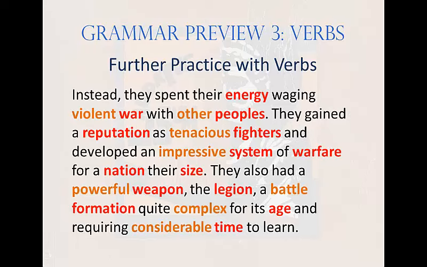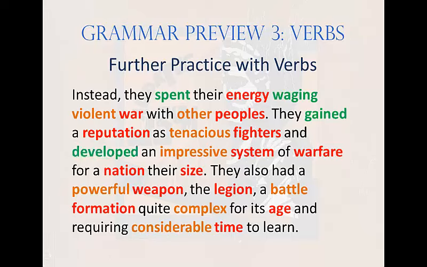Here are the nouns and adjectives in this passage. What's the first verb? Spent. Then, waging. Next, gained. Next, developed. Next, had. Then, all the way at the bottom, requiring. Any more? Yes, one. Learn. I think you get it now. Think, get, they're verbs, right? So let's move up to battle speed.